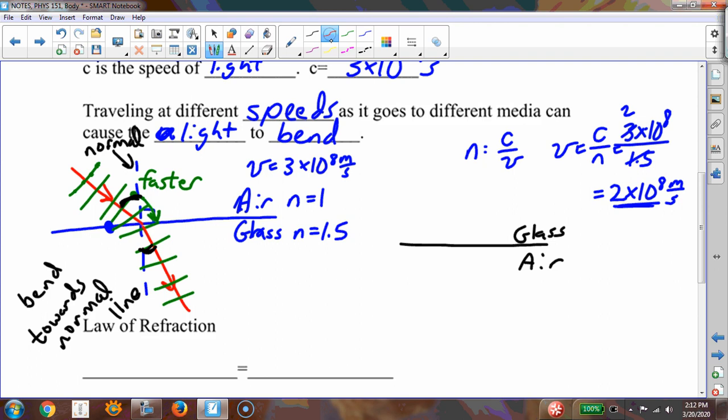So what if I have my light ray over here? I imagine my wavefronts. Is it going to be traveling faster or slower as it encounters the air? Light travels faster in air, so it's going to bend the light in this direction. All right, so notice this light ray, since this angle is smaller than this angle, this bends away from the normal.